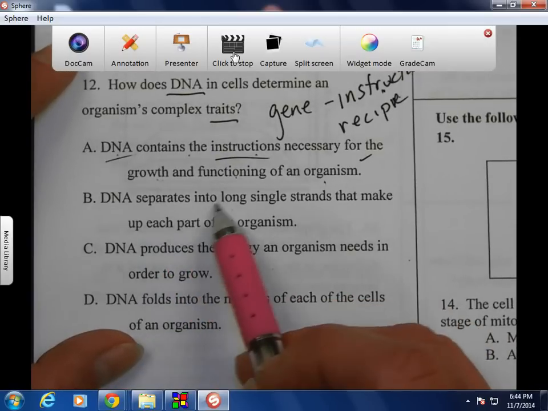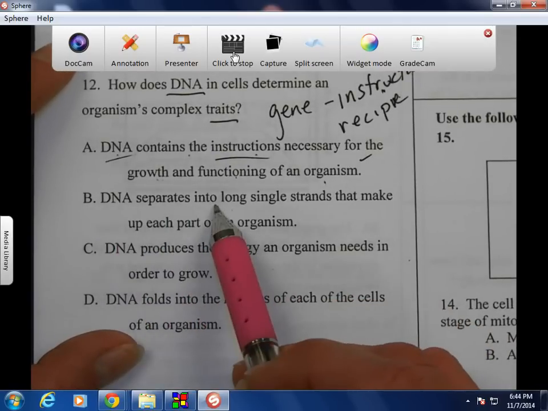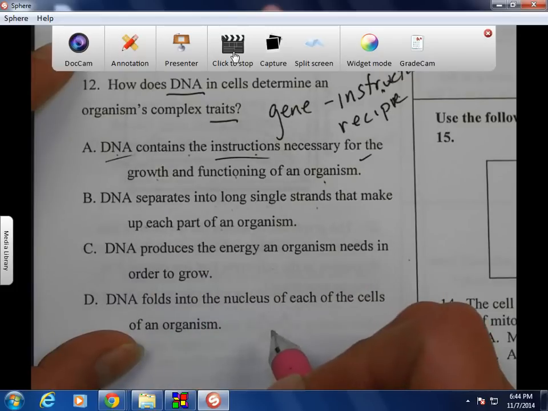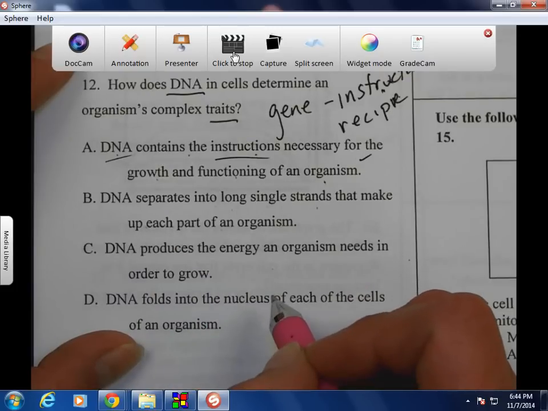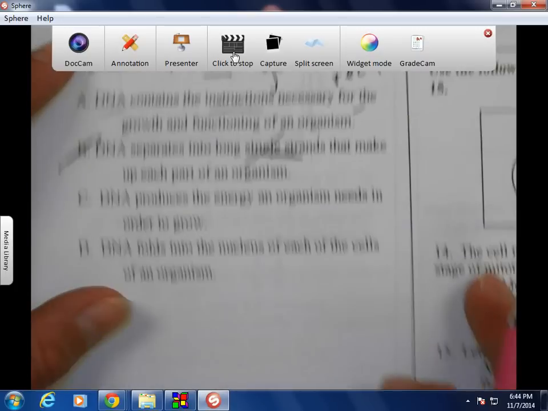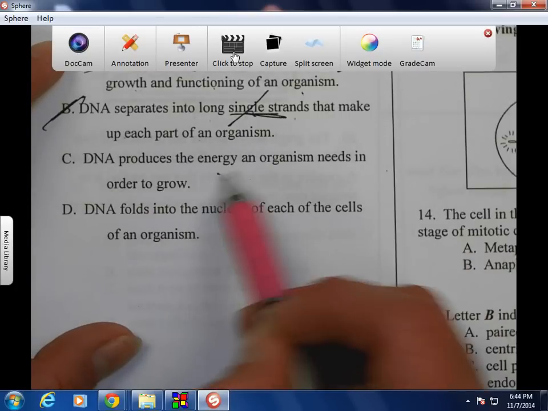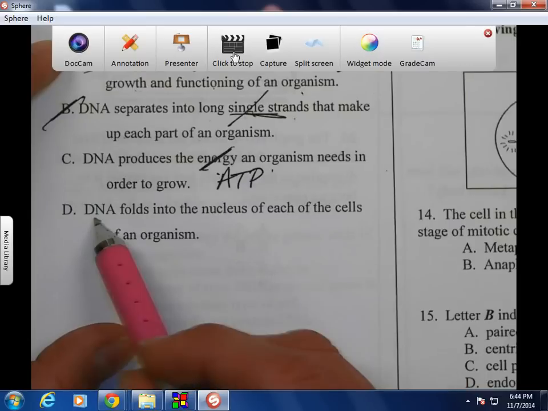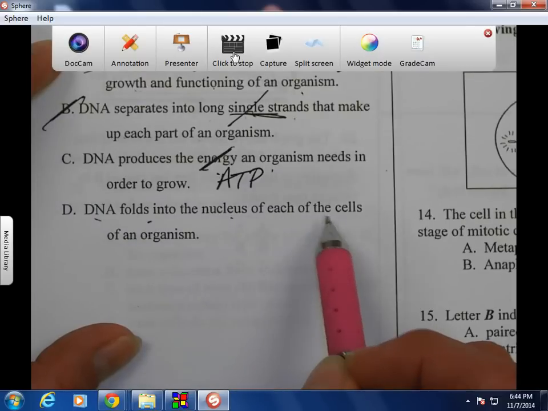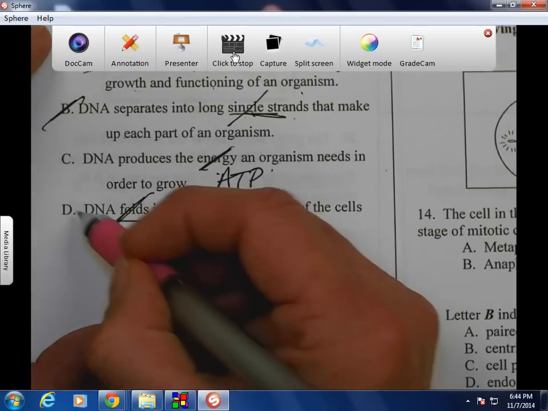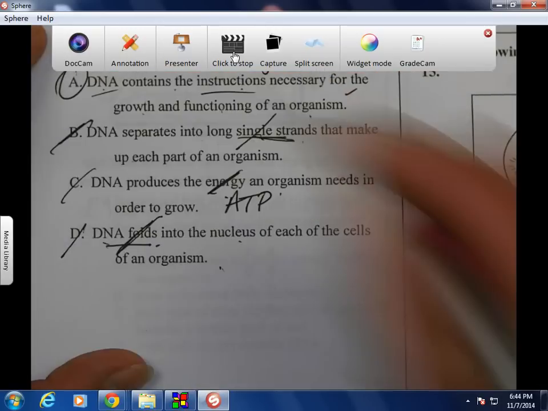DNA separates into long single strands that make up each part of an organism. Well, it's not a single strand, it's double, so that's wrong. DNA produces the energy? No, not energy, that's ATP. DNA folds in the nucleus of each of the cells of an organism. We never talked about it folding. So the correct answer would be A.